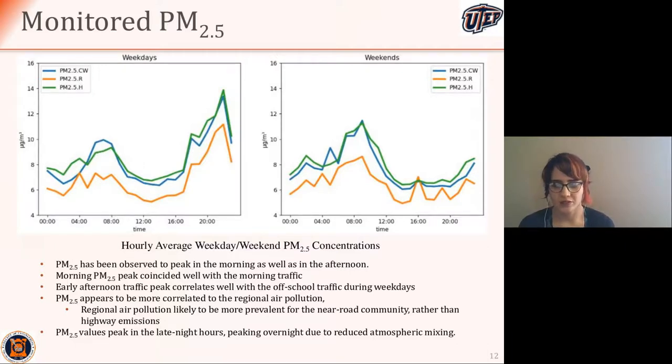And it is also observed that PM2.5 values peak in the late night hours, especially peaking overnight due to reduced atmospheric mixing.